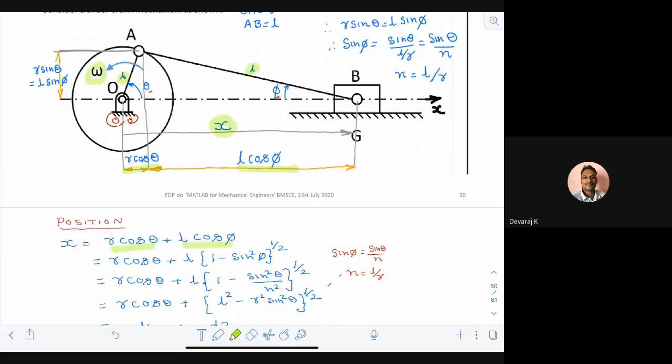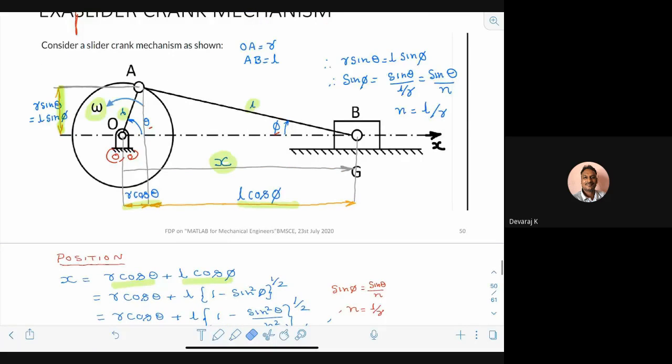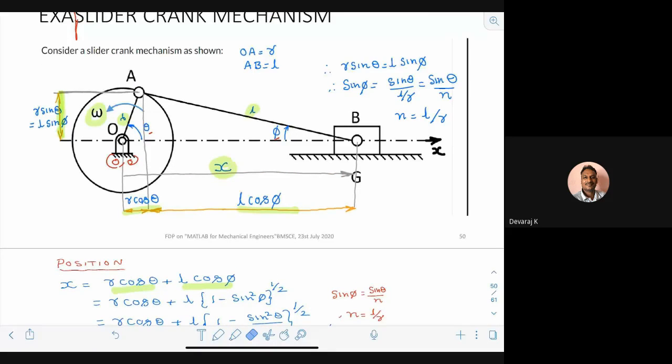But phi is not independent. It depends on theta. Therefore, you convert this expression in terms of theta. What equation do you have between these two? The vertical height is r sin theta, and that is also equal to L sin phi. So you have a very simple equation: r sin theta is equal to L sin phi. Therefore, sin phi is equal to sin theta divided by L by R, and that becomes sin theta divided by N, where N is taken as L by R.